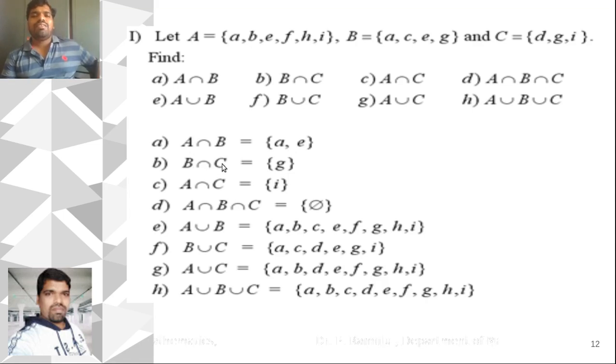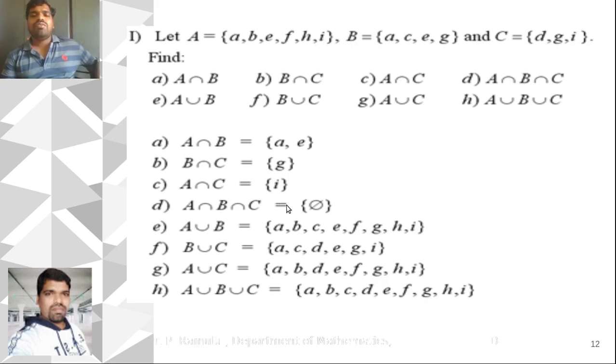Similarly, B intersection C. You have here B and C. Here we have the common element G. B intersection C is {G}. A intersection C: the common element is I only. So A intersection C is {I}.